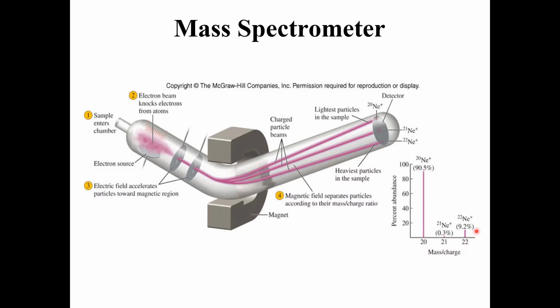So any sample of neon that you would take is going to have these three isotopes, and 90.5% of the atoms are going to be the neon 20 isotope, and then you have the other two here. And so this is how scientists determine the distribution of isotopes of any element, as long as they have a very pure sample.